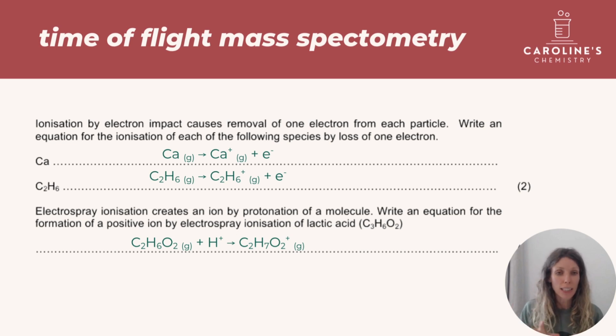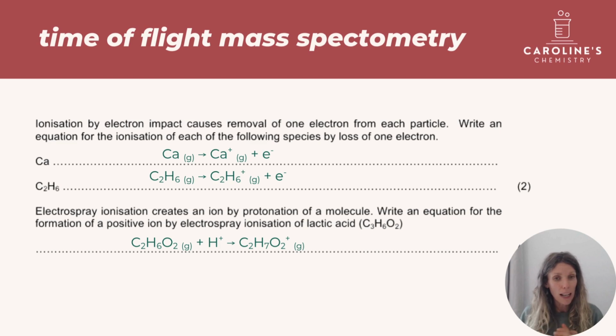So that's a plus e minus, i.e. one calcium atom makes a calcium ion and that electron that was knocked off. And you can see the same there for the ethane, the C2H6. If you knock one electron off, one negative charge leaving, then it means that you have a 1+ ion.